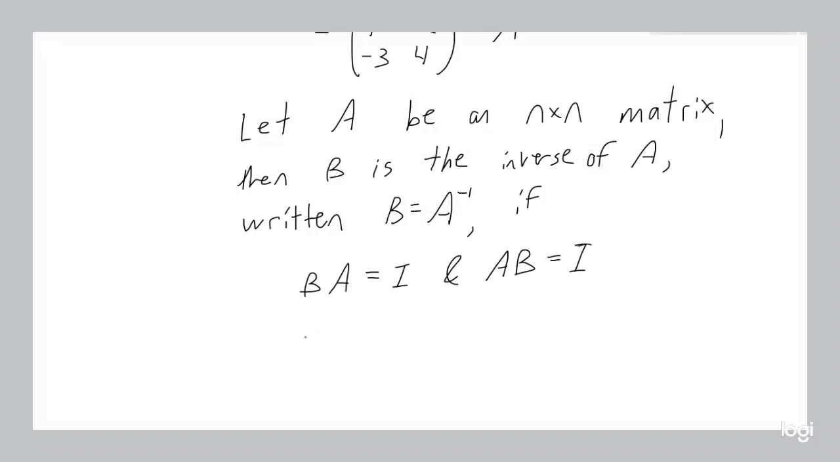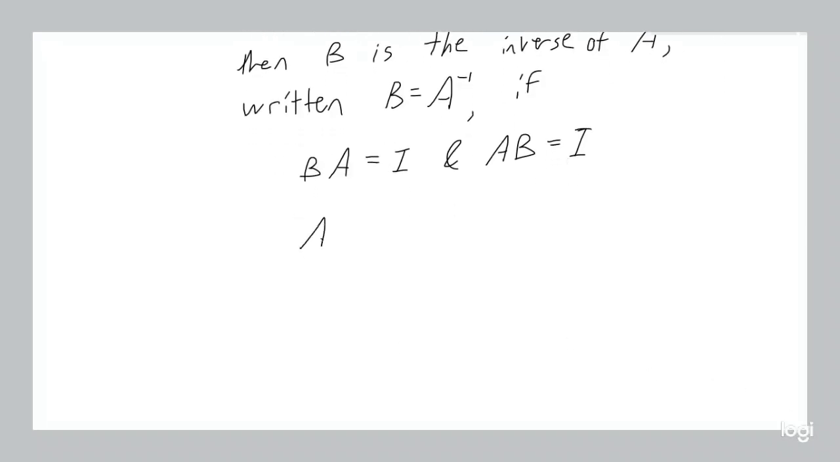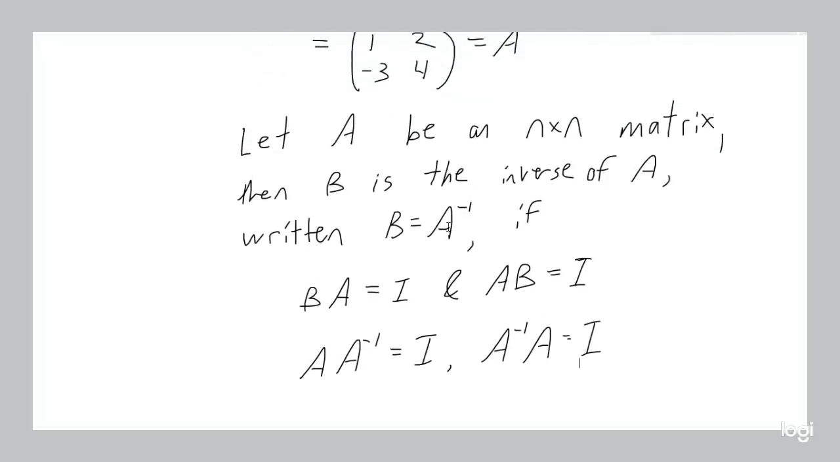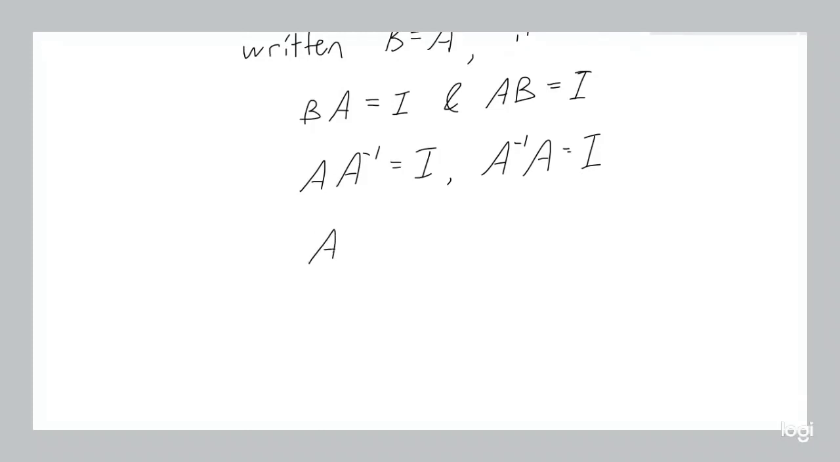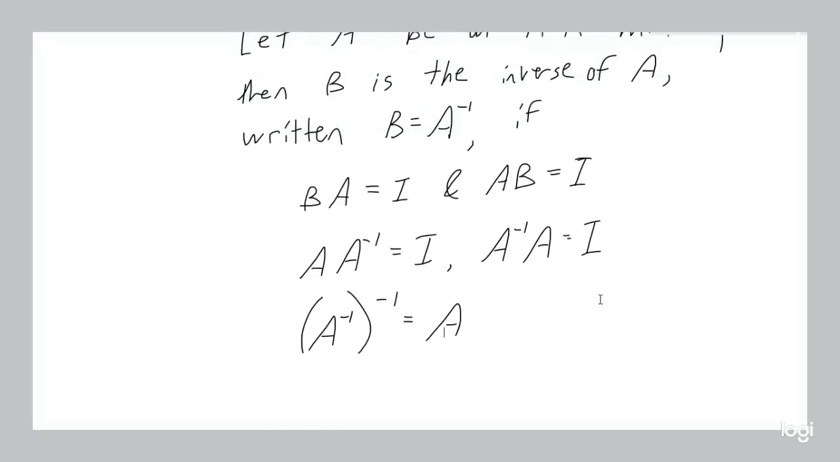In other words, if a matrix has an inverse, and not every matrix does, okay, but if a matrix has an inverse, then a matrix multiplied by its inverse is the identity matrix, and the other way around, the inverse multiplied by that matrix is also the identity matrix. And if B is the inverse of A, then A is the inverse of B. Okay, so the inverse of an inverse is the matrix itself. Okay, so two matrices are inverses of one another. Okay, that's what the matrix inverse is.